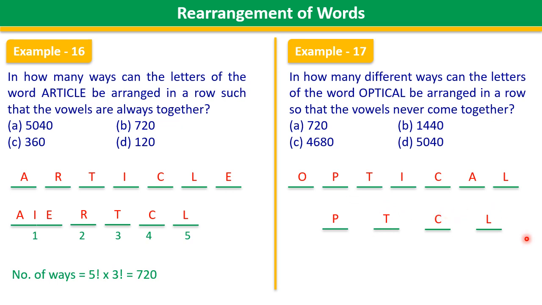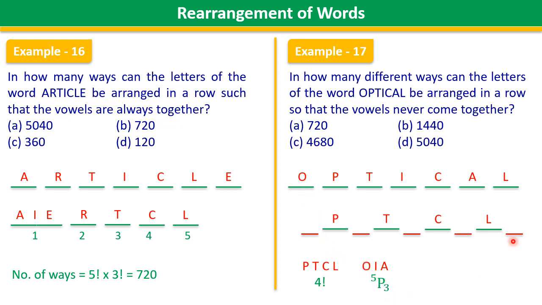These 4 consonants can be arranged in a total of 4 factorial ways. Now the blank spaces where vowels can be placed are 1, 2, 3, 4 and 5. So there are 5 blank spaces available where these 3 vowels can be arranged. Out of these 5 places, I have to select any 3 places and arrange the 3 vowels, which can be done in 5P3 ways. So these 4 consonants P, T, C, L can be arranged in 4 factorial ways, while these 3 vowels O, I and A can be arranged in 5P3 ways.